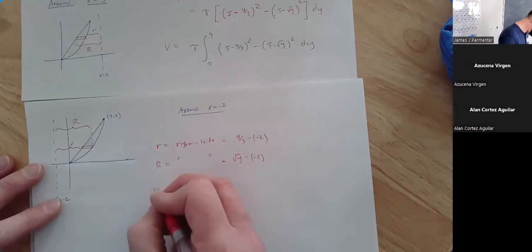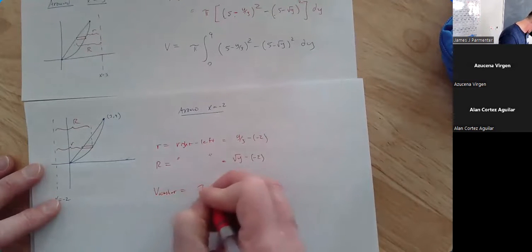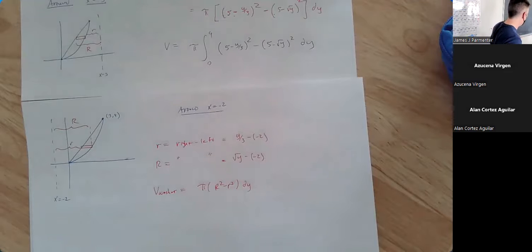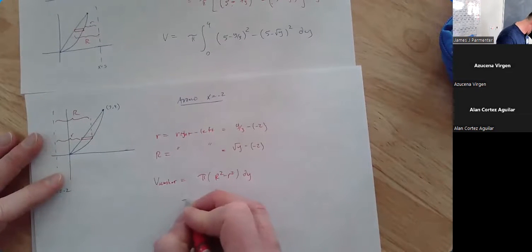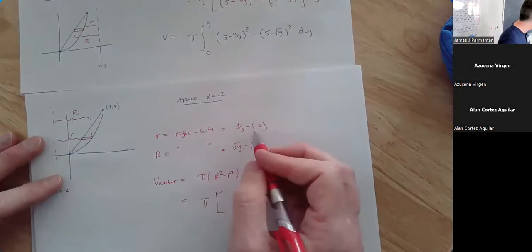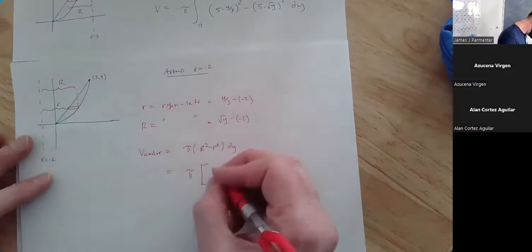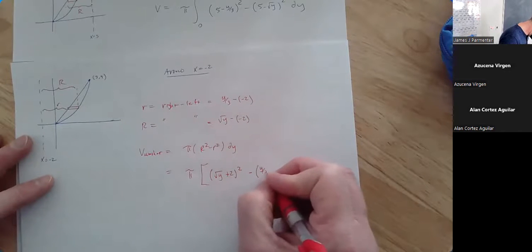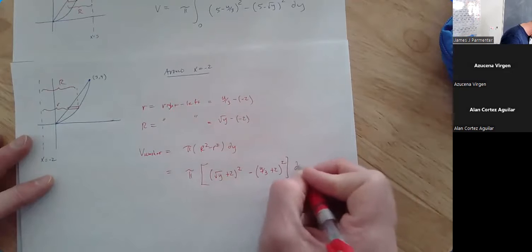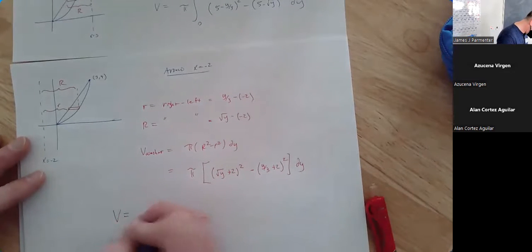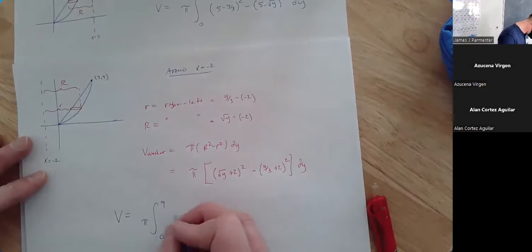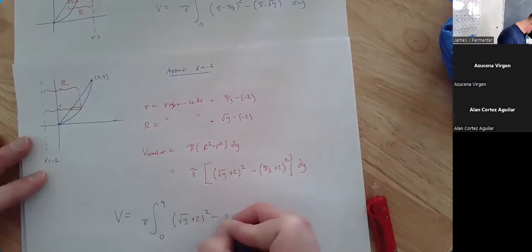Then the volume of my washer, as usual, is pi big R squared minus little r squared dy. I feel like we've all heard it enough times now that we can never forget it. Volume of washer, pi times big R squared minus little r squared times the thickness. In this case, it's going to be pi times, square root of y plus 2 squared minus y over 3 plus 2 squared dy. And then the total volume would be pi times the integral from 0 to 9, once again, of square root of y plus 2 squared minus y over 3 plus 2 squared.